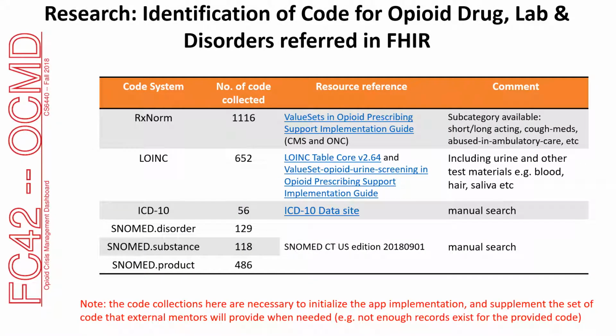Next, we identified the opioid-specific code used in the selected FHIR resources. The results are summarized in this table. We'll use this collection for our early implementation. We'll focus on the set of code from our external mentors once available and supplement it with our collection when needed.